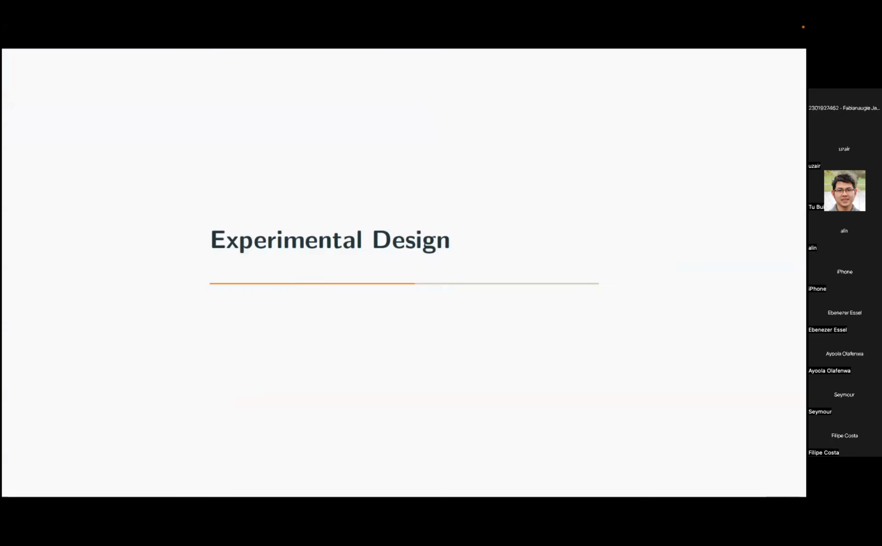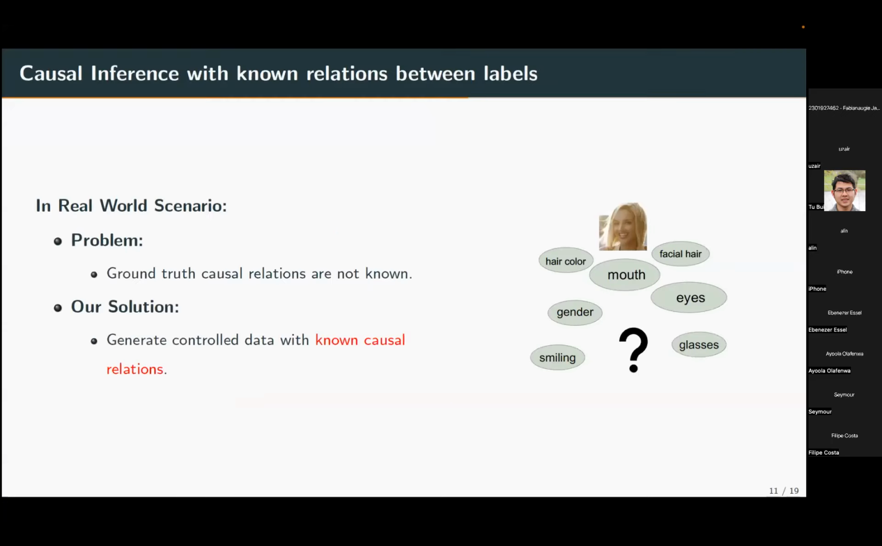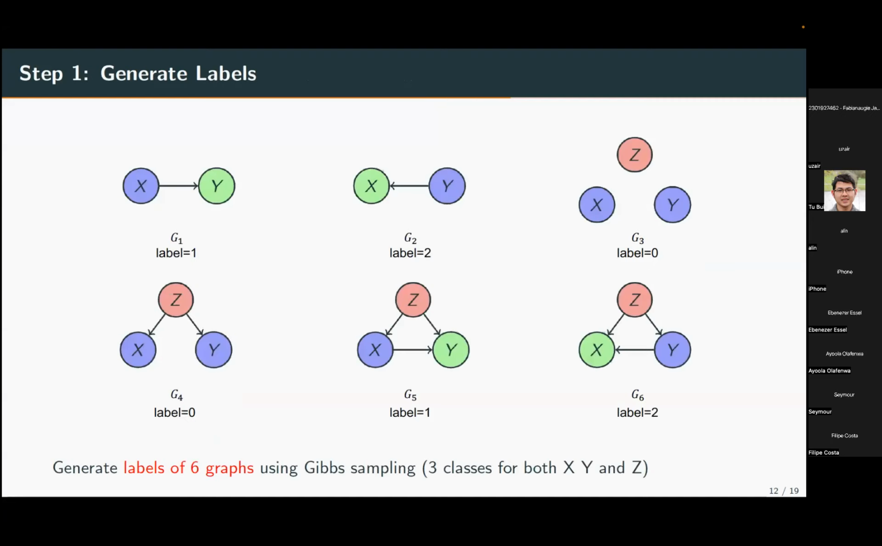The next part is our experimental design. We know that in real-world scenarios, we do not have ground truth causal relations. So our solution is to generate controlled data with known causal relations. There are 2 steps to generate such data. The first is to generate labels with known causal relations.